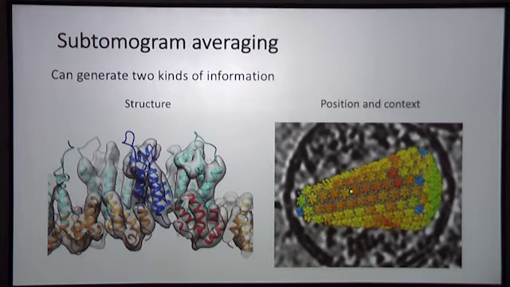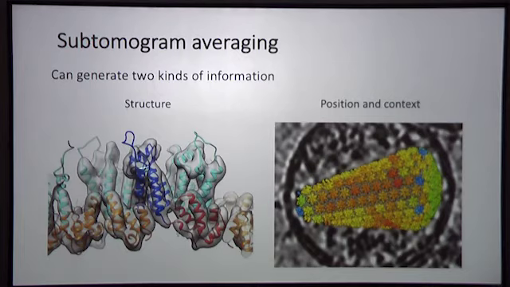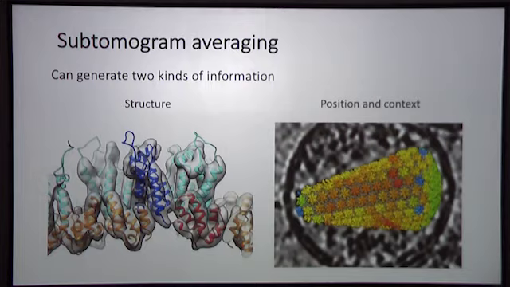So in this case, we've placed one of these hexamers at every position where we found the hexamer. And that gives you the structure of the core, as well as the structure of the component protein, which was actually the target of the subtomogram averaging. And the other thing you get out of subtomogram averaging is the context. So you're not looking at a protein complex that's just floating around in solution. You may be looking at it in something that's much closer to its native environment.